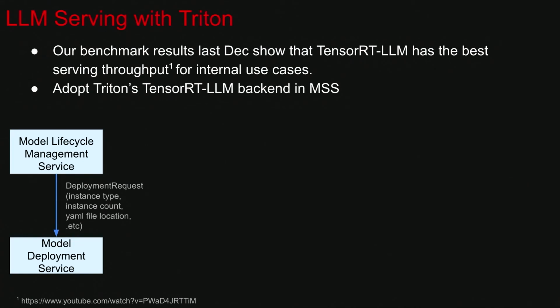The flow works as follows. After a large language model is fine-tuned, it needs to be compiled into a TensorRT LLM engine. Then a YAML file will be generated during the compilation. Then our model lifecycle management service is going to send a deployment request, which includes parameters like instance type, instance count, and the YAML file location, to our model deployment service. The YAML file contains metadata like the engine repository location and the tokenizer repository location.